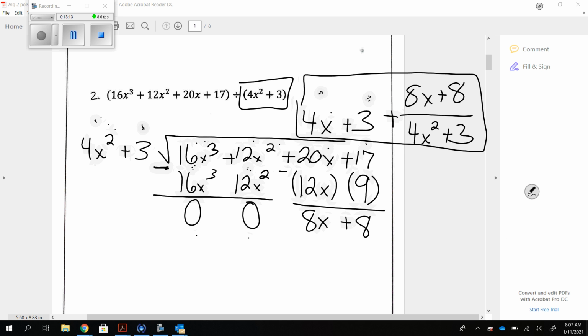Okay? There's no tricks. Like I said, I know it's long. 2 problems took 13 minutes, but you know how to do it. Follow the steps. Use your common sense. We know the first 2 can be divided by 4x squared. If we get to a number like 20x and 17 that cannot be divided by 4x squared, we know we need to look at the next number.